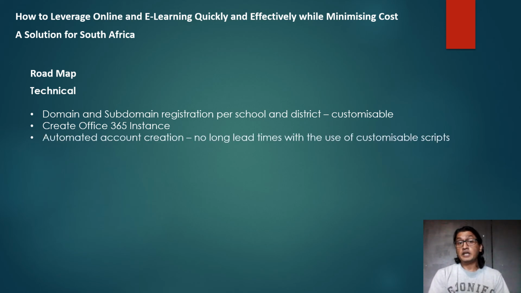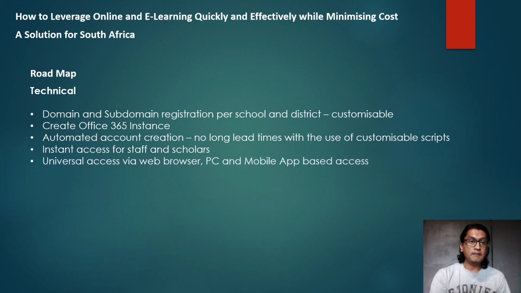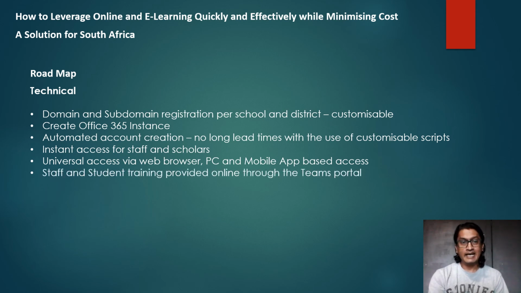Once that's done, we can create accounts for all students automatically, so there are no long lead times, with the use of customizable scripts. All we really need is a spreadsheet of some sort with all the students' details, name, surname, etc. And we can automate the creation of these accounts. So it doesn't take days or weeks to capture this information. It's almost instantaneous. Instant access for staff and scholars once these accounts are created. Universal access via web browser, PC, and mobile app-based access.